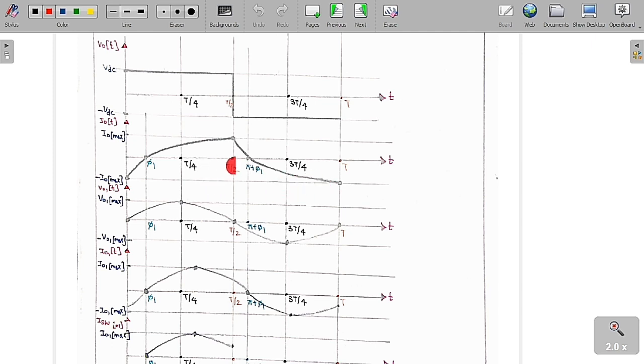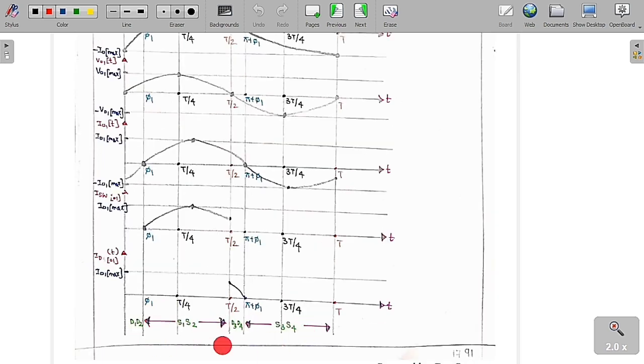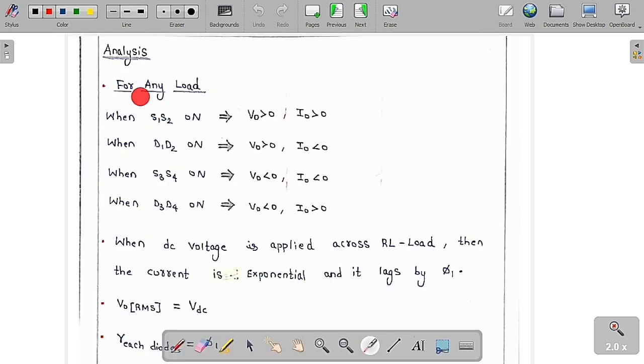Based on this, we now know which device conducts for which range. From 0 to phi 1, D1, D2 are conducting. From phi 1 to pi, S1, S2 are conducting. From pi to pi plus phi 1, D3, D4 are conducting. And from pi plus phi 1 to 2 pi, S3, S4 are conducting. Same thing that I have told you. Now we are going to do some more analysis of this circuit.